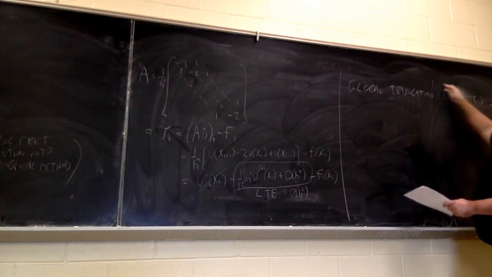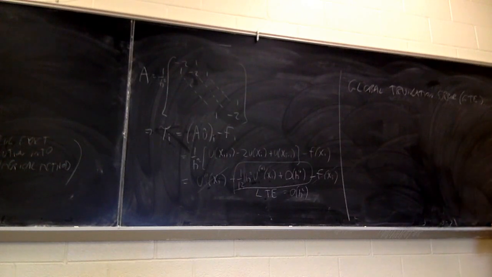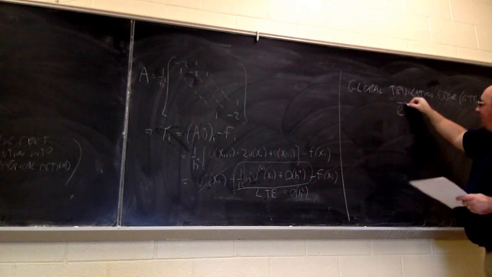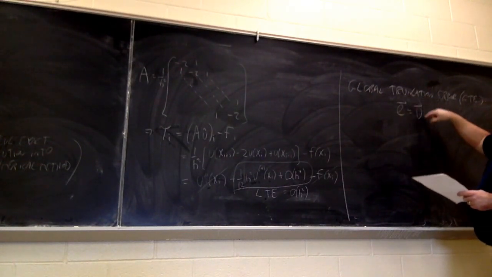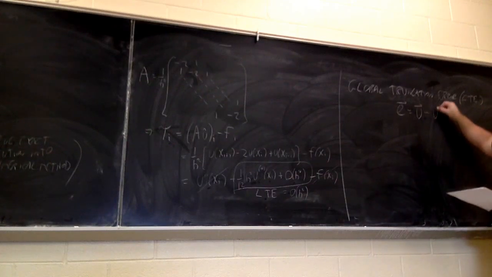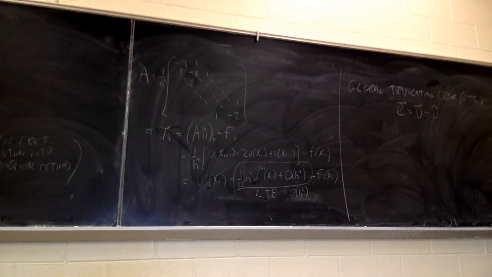GTE. Because I'll define that as the computed solution U minus the exact solution U hat. Because that's what we really want. We want the difference between the numerical solution and the exact solution to be small. The trouble is, this error can be a lot harder to get than the local truncation error. So that's why a lot of error analysis centers around that.